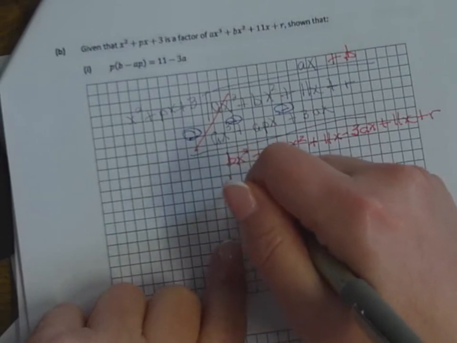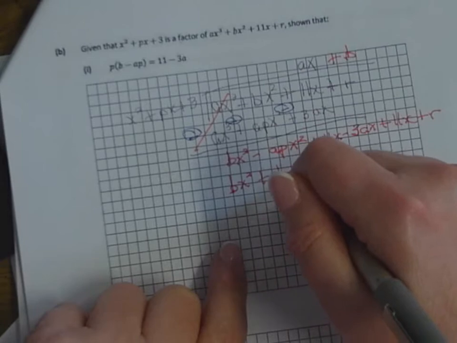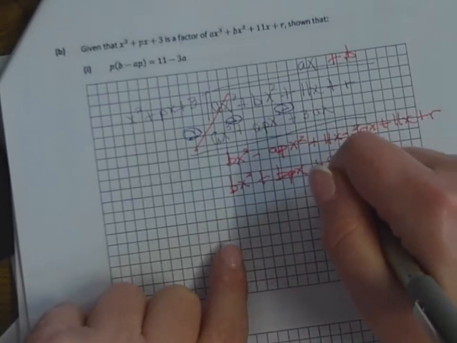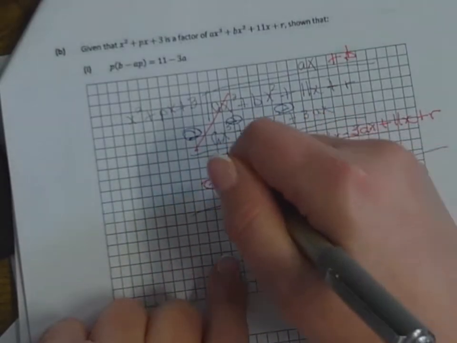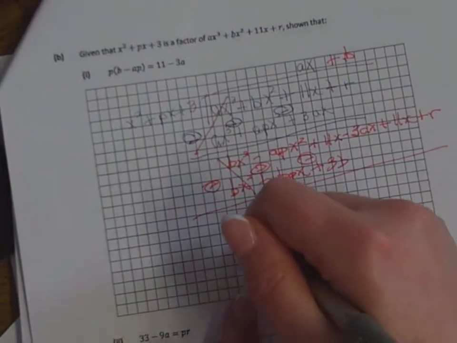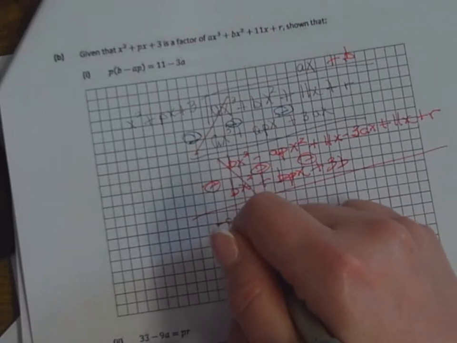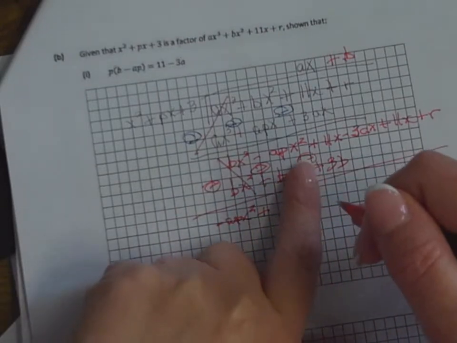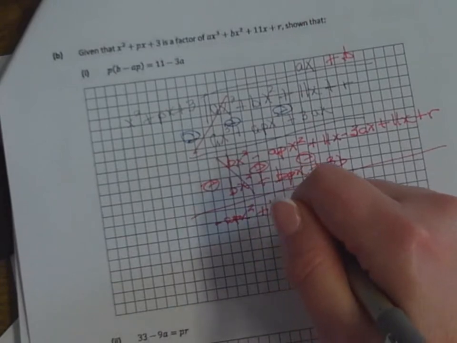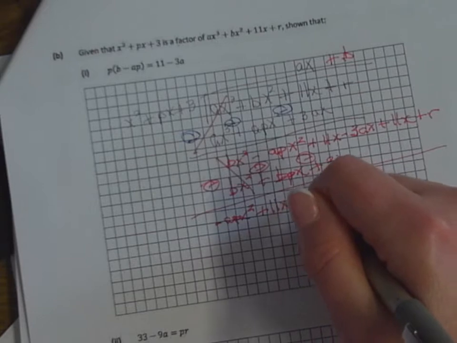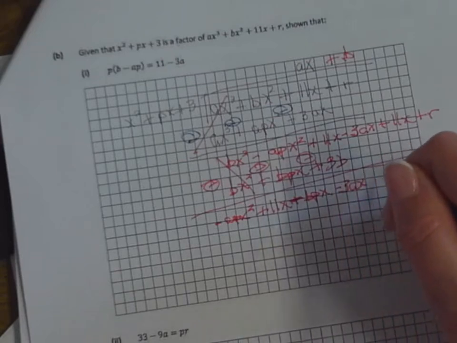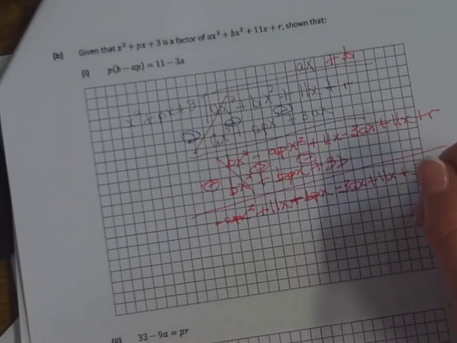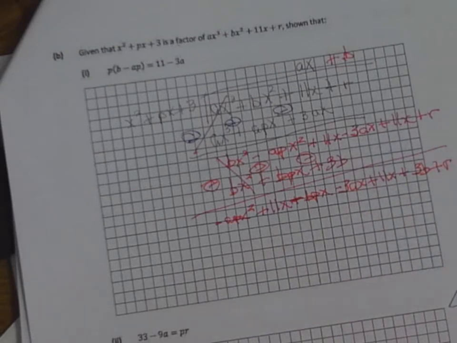So at bx squared plus bpx plus 3b, okay, and then you subtract, so that's minus, minus, minus, they cross out, and we have minus apx squared plus 11x plus, sorry, that's actually a minus, bpx minus 3ax plus 11x plus 3b plus r. Okay, I think I've everything written down there, have I?